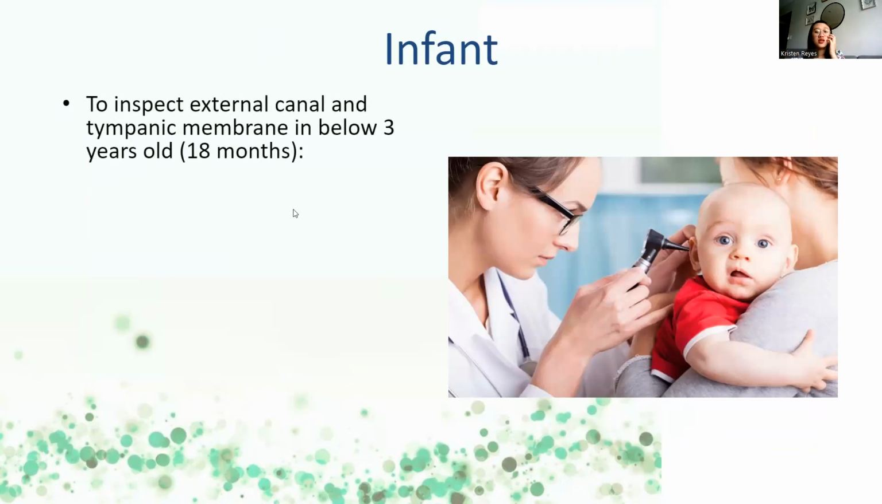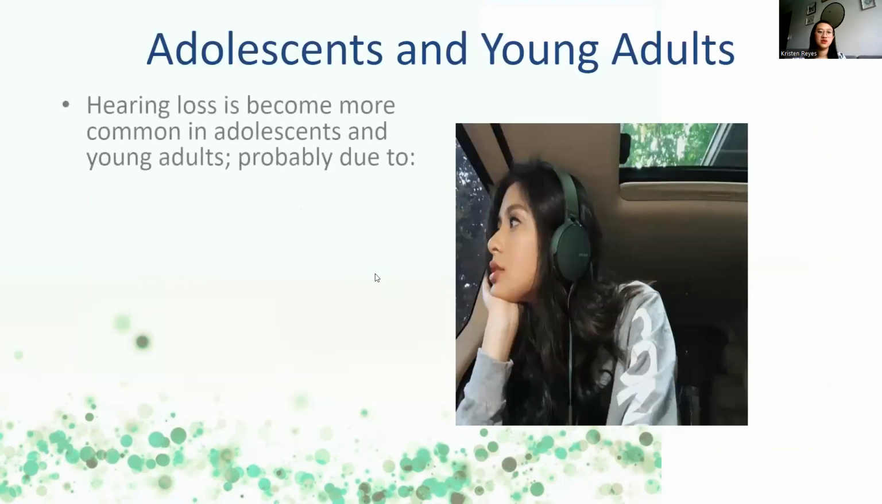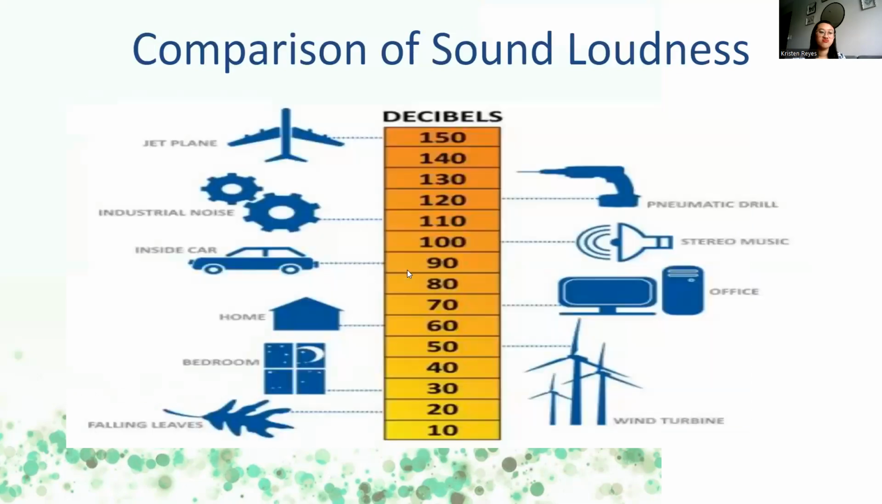To inspect the ear canal and the tympanic membrane in infants, remember, you should pull the pinna down and back. In adults, you should pull the pinna up and back. Okay? So in adolescents, they listen to loud music. No? So this is a comparison of sound in decibels. Okay, so the loudest here, this is the quietest. So the normal range for a speaking voice is here, 40 to 60, pwede up to 80.